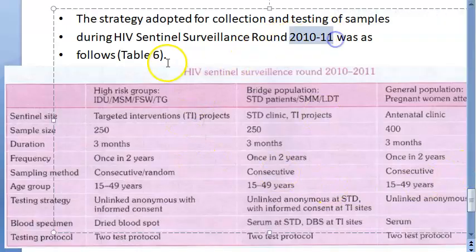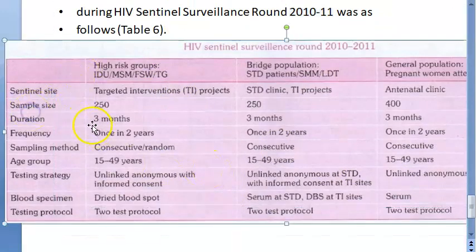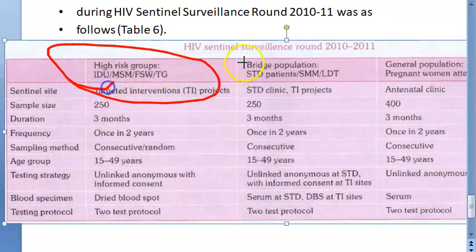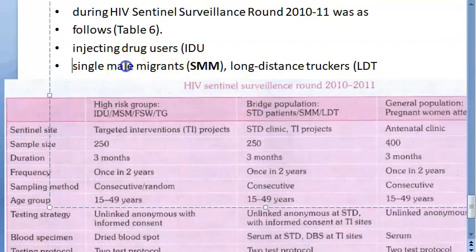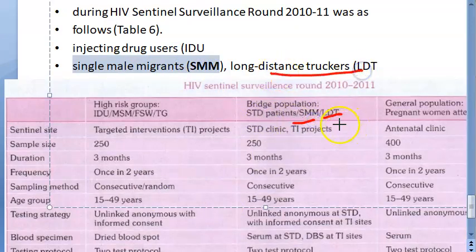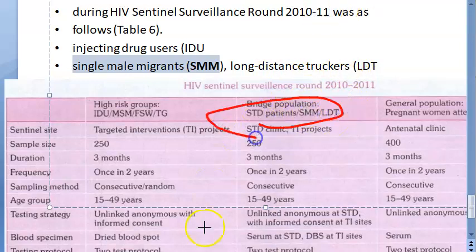Basically, in 2010-11, whatever surveillance they did, they have given you some results here. Sentinel sites. See, they have some high-risk groups, bridge group, and general group. So general population is pregnant women. So that's why they said, right, pregnant women will represent the general population. Then bridge population are all these disease patients who have STDs, like they could have syphilis or something. And SMM. SMM means what? SMM means single male migrants, guys. Okay, single male migrants. LDT is long distance truckers. So usually male only, you can say. So these are all the bridge population.